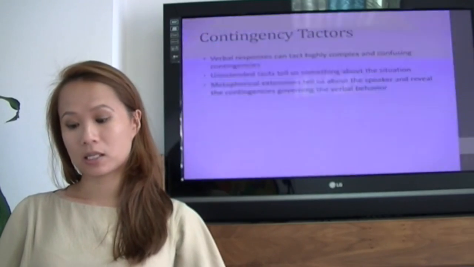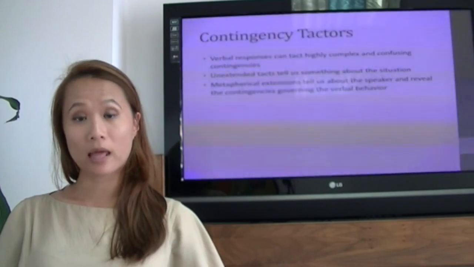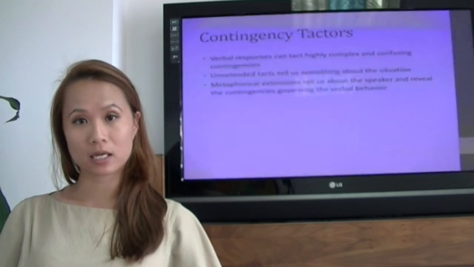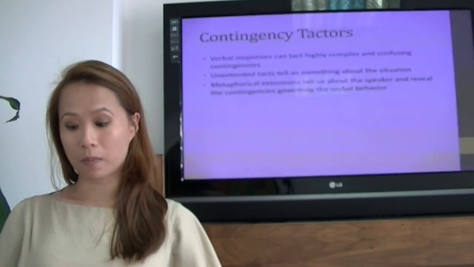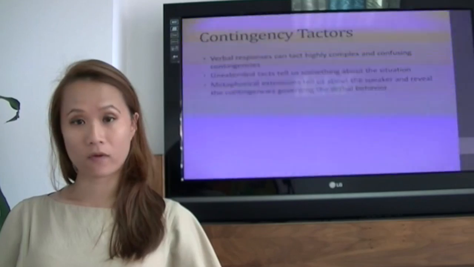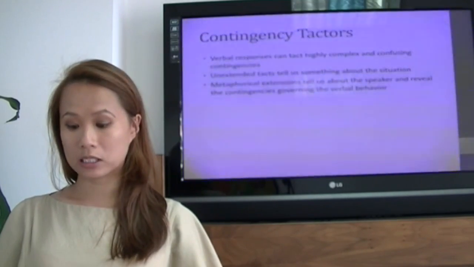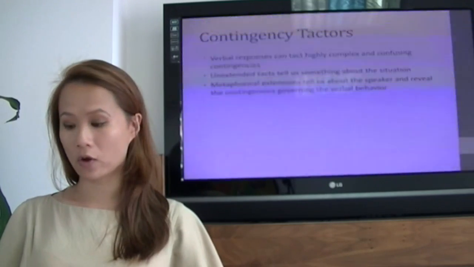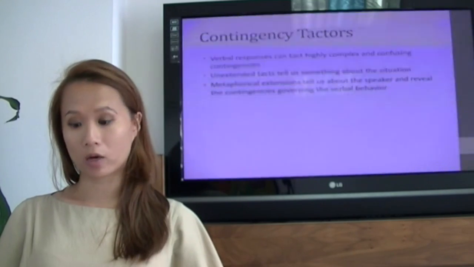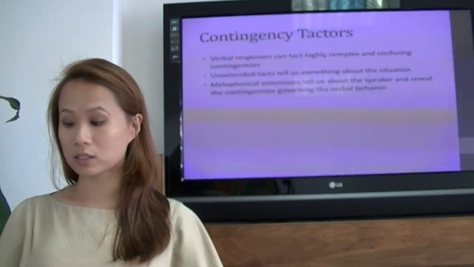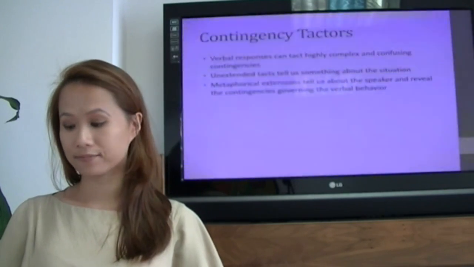They also suggested that delusional speech can be understood as contingency tacts. What that means is verbal responses can tact highly complex and confusing contingencies. Unextended tacts tell us about the situation. However, metaphorical extensions tell more about the speaker, which reveals the contingency that governs the verbal behavior. For example, it is quite common for a writer or for people to use metaphorical extensions to infer some unknown conditions or facts about a writer.